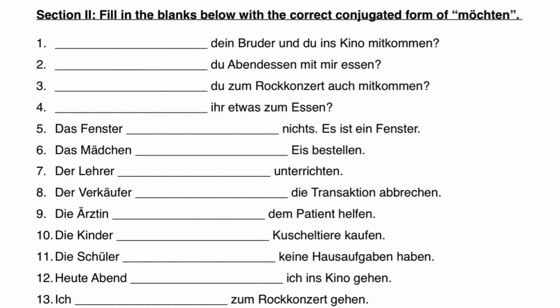The first one here says dein Bruder und du right after the blank, and since du is always the subject, and since we have und in the sentence, and we know that it's you and your brother, we would have to have here the ihr form, möchtet.